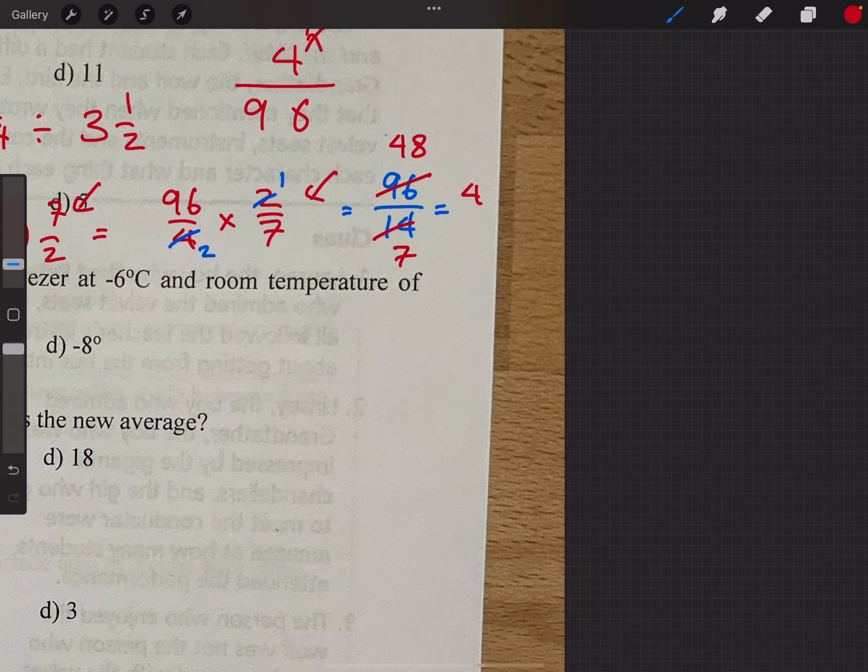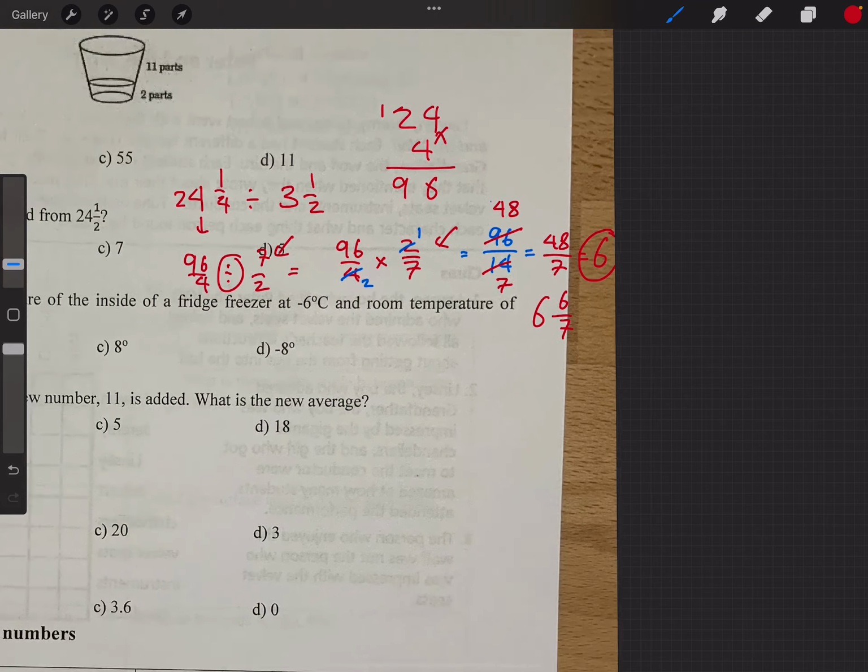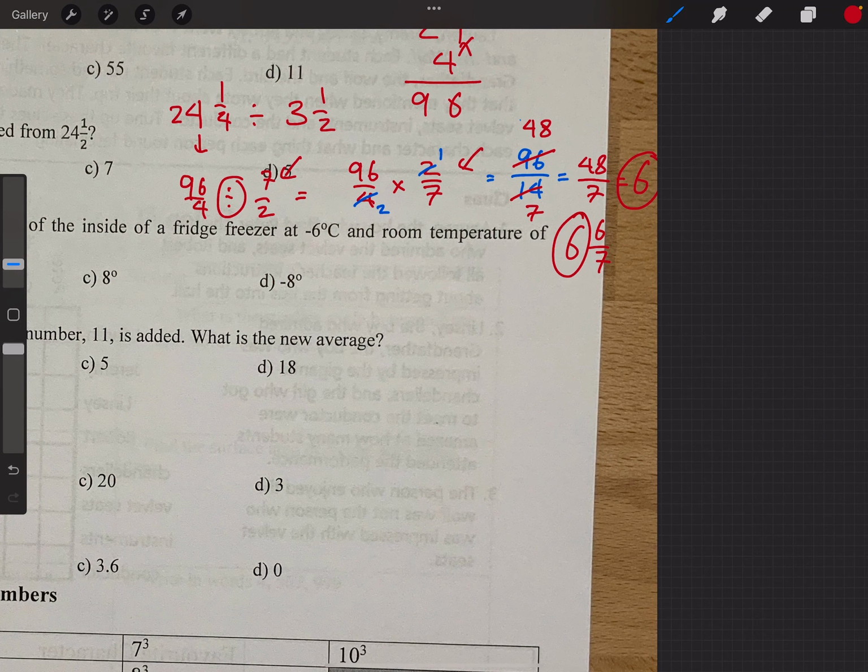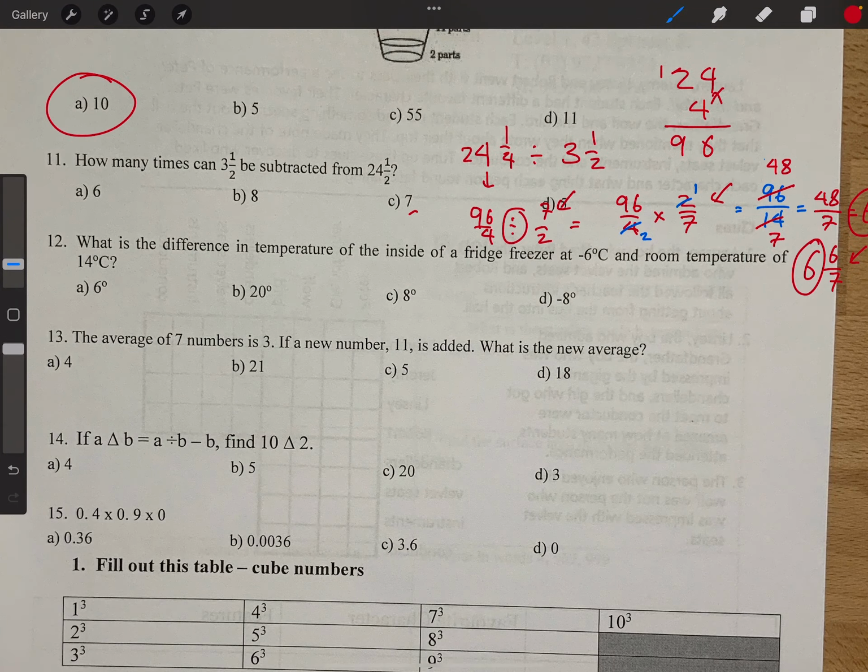Okay, so this is 48 divided by 7. How many 7s go into 48? 49. So that's 6. We can do it 6 times. So it'll be 6 remainder 6 over 7. That means we can cut it 6 times and then almost 7 times, but not 7 yet. So you can't choose 7. You can only choose 6. 6 times is the answer.